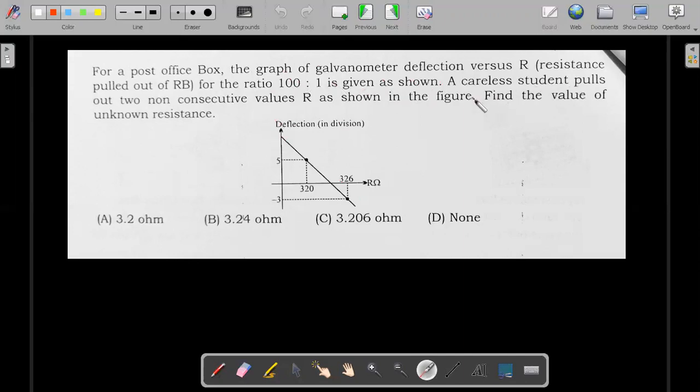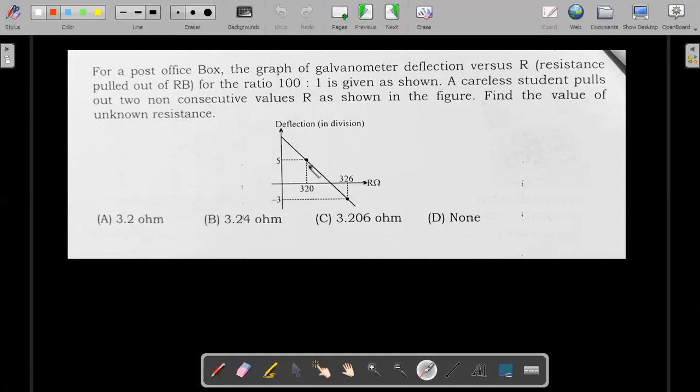A careless student pulls out two non-consecutive values of capital R. So when he's checking, what he does is he pulls one resistor out, another resistor, and he keeps checking the galvanometer deflection. Whenever galvanometer deflection reaches 0, then you would say the bridge is balanced, and you will then calculate the value of capital R and use this balanced Wheatstone bridge ratio and get the value of X. That's the procedure.